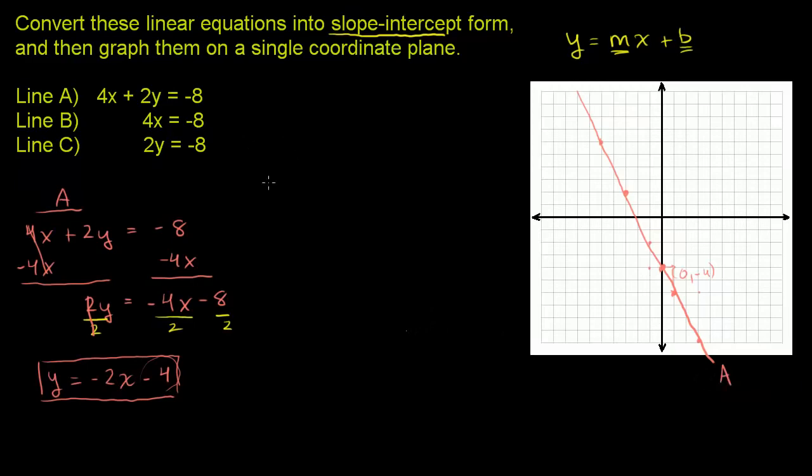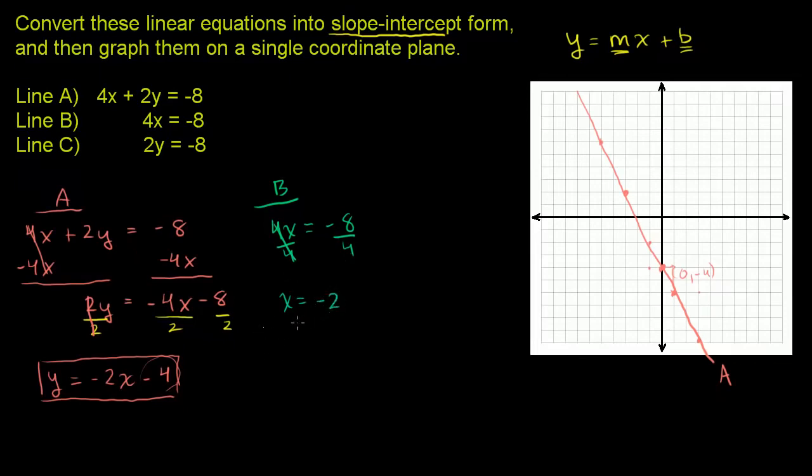Line B. They say 4x is equal to -8. And you might be saying, hey, how do I get that into slope-intercept form? I don't see a y. And the answer is you won't be able to, because this can't be put into slope-intercept form, but we can simplify it. So let's divide both sides of this equation by 4, and you get x is equal to -2.